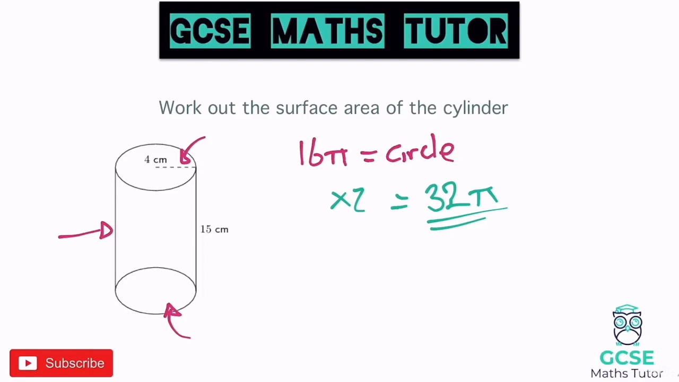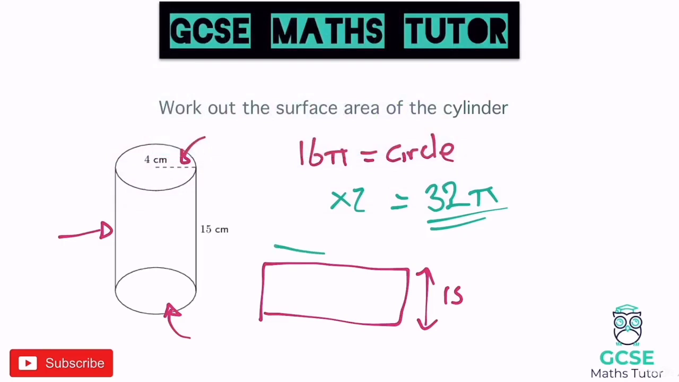Now the next thing that I have is this shape wrapped around the outside, and if we were to unravel that, we'd have a nice big rectangle, and the height of that rectangle there is 15. The length of the rectangle is actually the circumference of the circle. So we just looked at circumference of a circle.